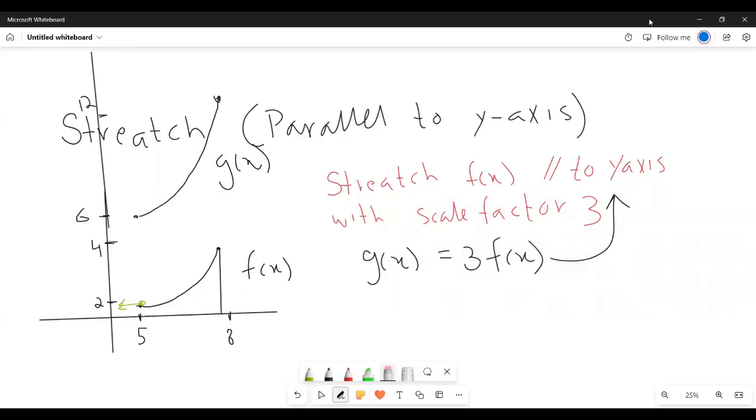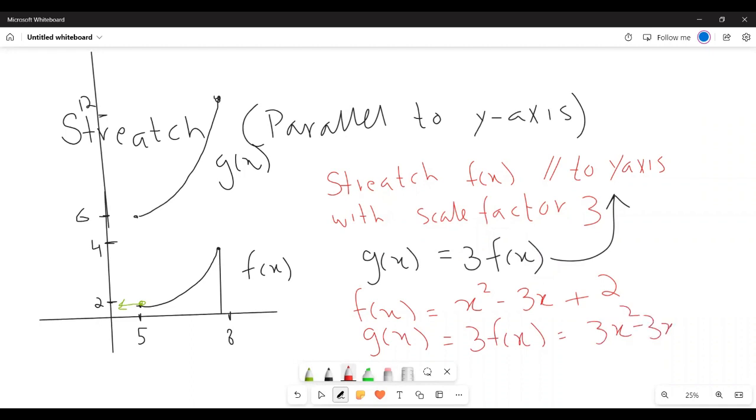Now we're going to discuss stretch. No, we're not done discussing this stretch. So that means that if f(x) is, let's say, x squared minus 3x plus 2, then g(x) will be 3 times f(x), which is just going to be 3x squared minus 9x plus 6.